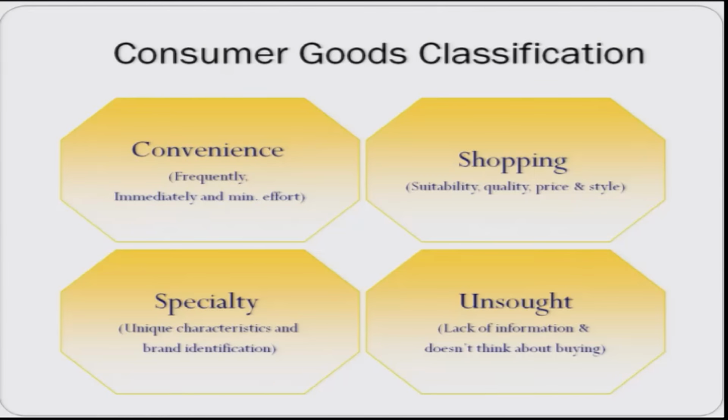The other types of consumer goods are shopping goods, which are purchased based on suitability, quality, price and style, like clothes, which are an example of a shopping good.